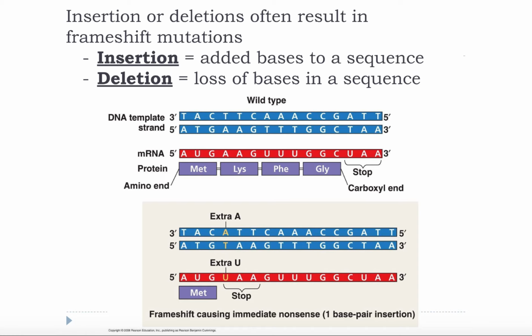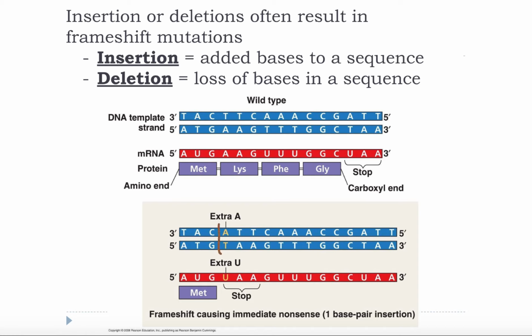Now, an insertion or deletion is the addition or a loss of a base, and these can be very disastrous if they lead to what we call frameshift mutations. So, insertion is when you add bases to a sequence. Deletion means you lose bases from a sequence. So let me give you an example.